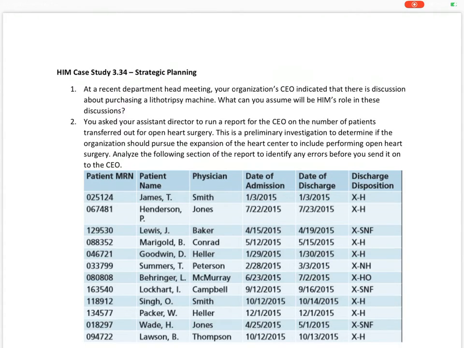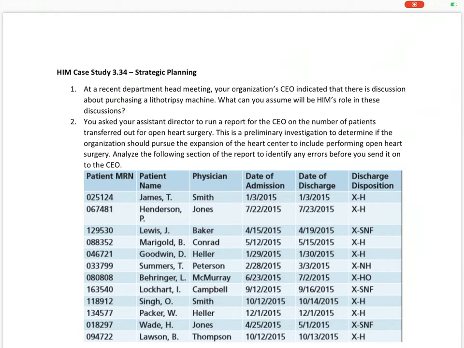Hello, welcome to just a little intro to strategic planning for the assignment that you have for Chapter 5. Now, this case study is 3.34 and it is about strategic planning. In the chapter itself, we didn't really get into the nitty gritty of this, so what I want to do is give you a little more background on this assignment so that you're comfortable with it. And again, if you have any questions, please feel free to get with me.